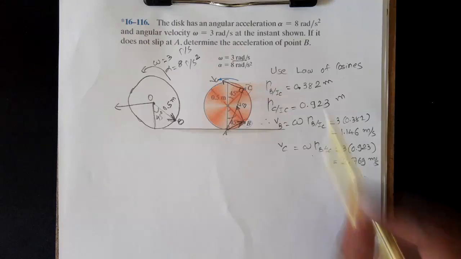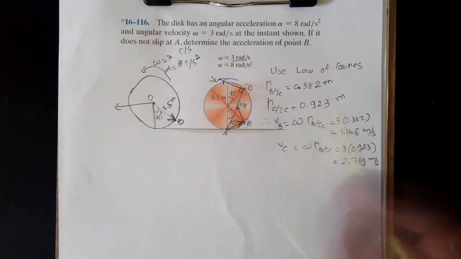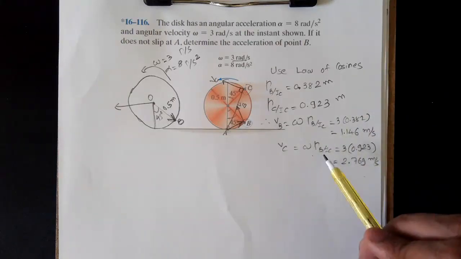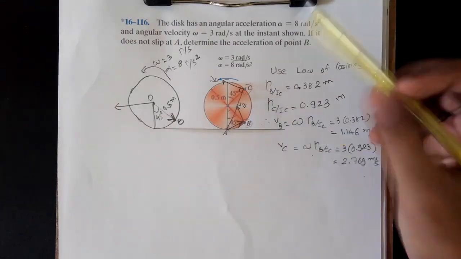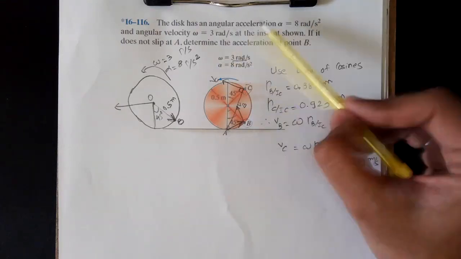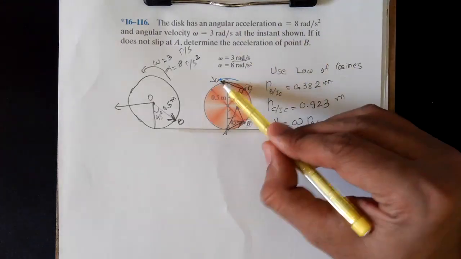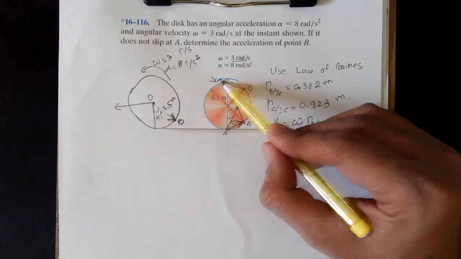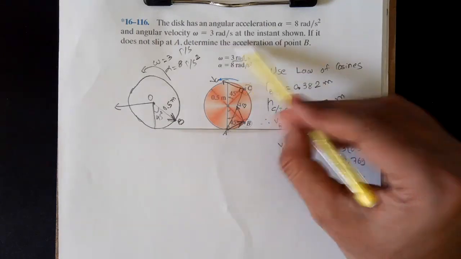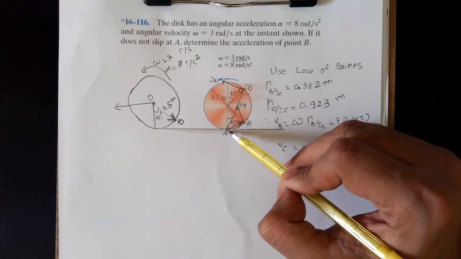However, this calculation has nothing to do with acceleration calculation. So this is purely an independent problem for instantaneous center of zero velocity. So let's read the problem now from an acceleration perspective and solve it. The disk has an angular acceleration of 8 radians per second square, which is as shown in the figure going counterclockwise, and an angular velocity of 3 radians per second at the instant shown. If it does not slip at A, determine the acceleration of point B.